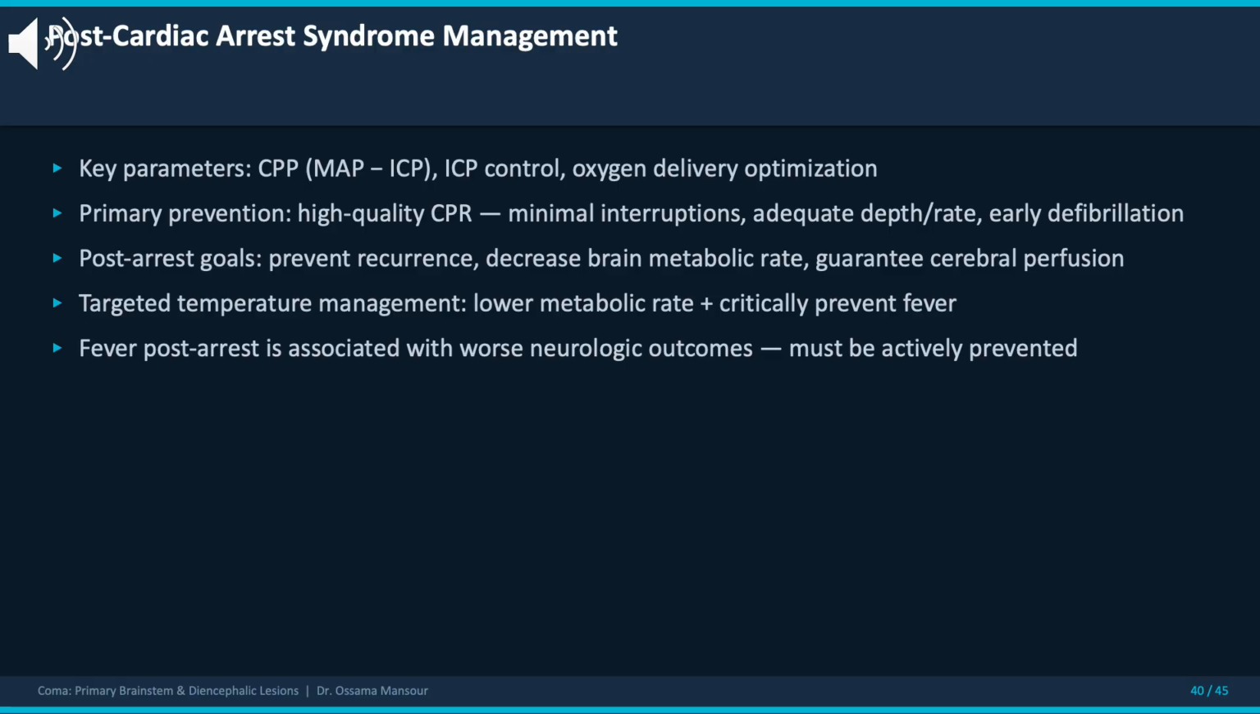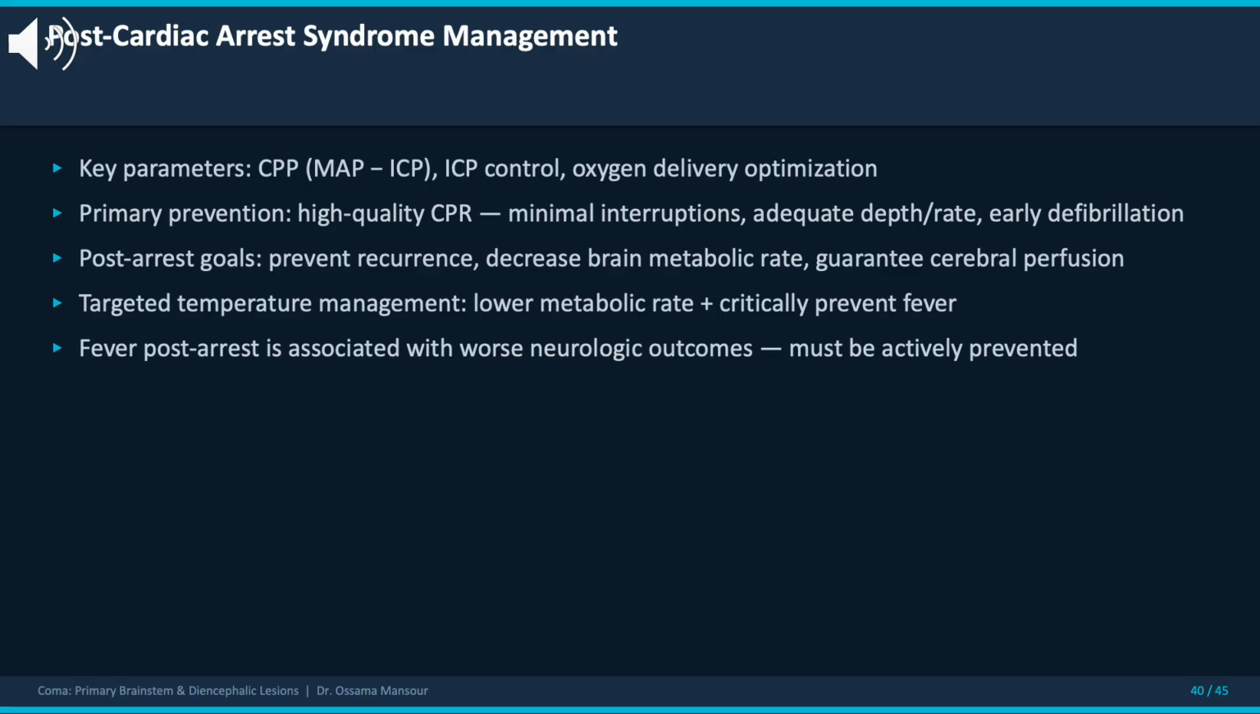Primary prevention of brain injury in the context of cardiac arrest lies almost purely in the quality of cardiopulmonary resuscitation provided. High-quality CPR with minimal interruptions in chest compressions, adequate compression depth and rate, and early defibrillation when indicated are the interventions that have the greatest impact on neurologic outcomes.